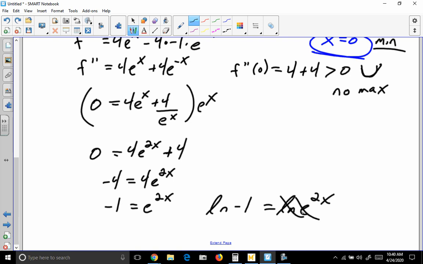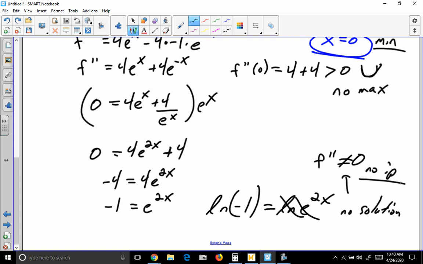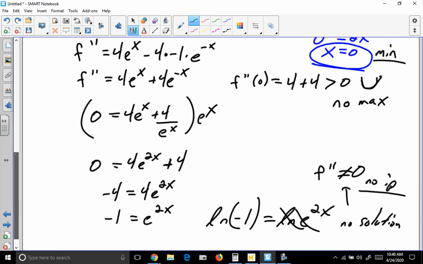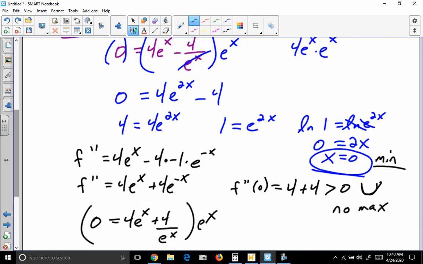those cancel, but here we can't take the natural log of negative 1. That's undefined. So there is no solution to that equation. There's no time when our second derivative equals 0. So this means our second derivative does not equal 0, which means no inflection point. We only have inflection points when this happens. If it never happens, then there's no inflection point. So we have no maximum, we have no inflection points, we just have a minimum when x is 0.